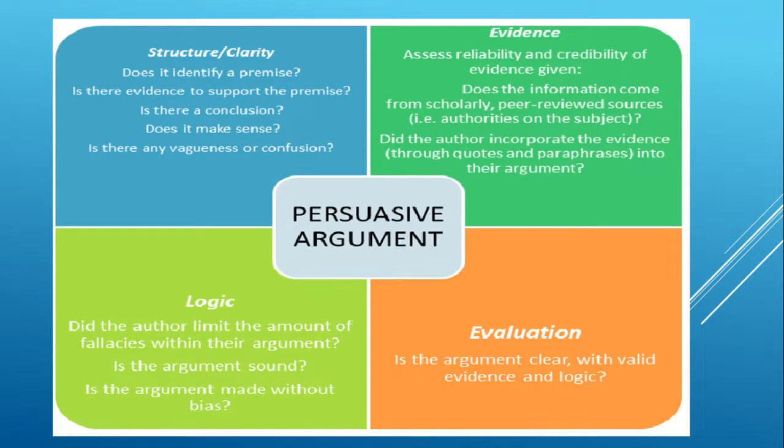Is the argument sound? Is the argument made without bias? Again, bias, prejuicio. You have to be unbiased. You cannot be favoring. And okay, let's be honest, you will favor a certain point of view. We all will favor a certain point of view. But what you want to do is research the opposite information.